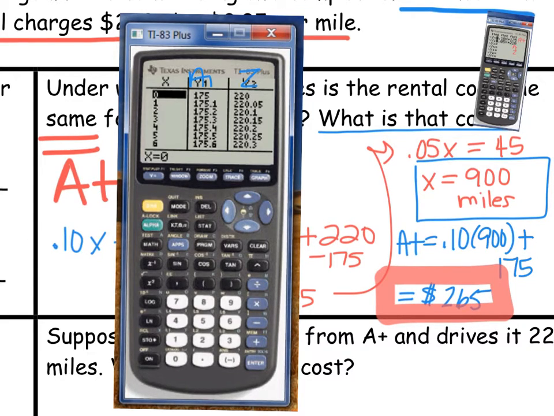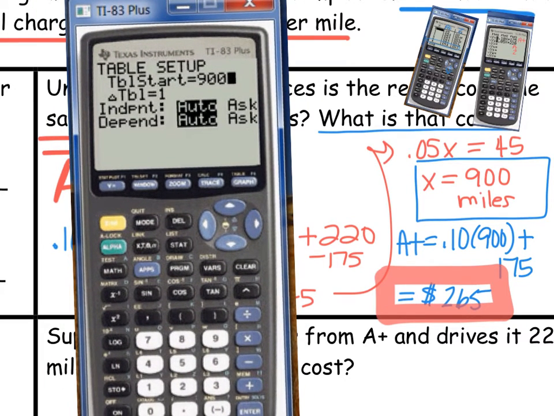So my table only shows up to 6 miles. At 6 miles, A+ Auto costs $175.60, and Zip Auto costs $220.30. But I know that they were the same at 900 miles, so now I need to go back and change my window, because I don't want to hit that arrow all the way down to 900 miles.